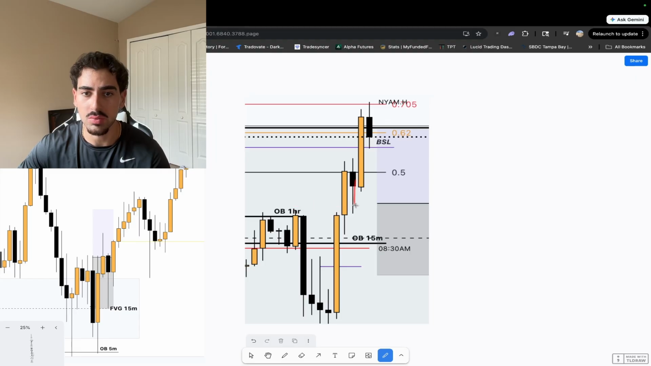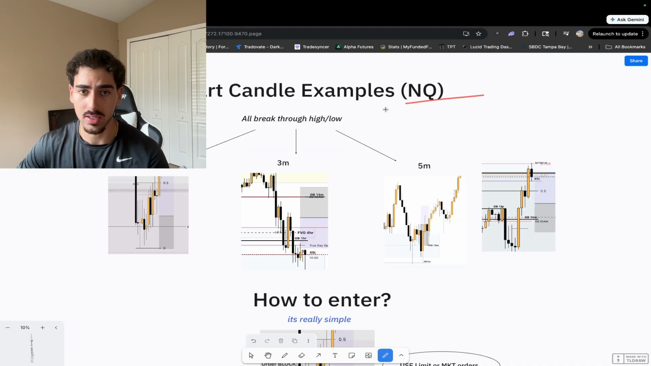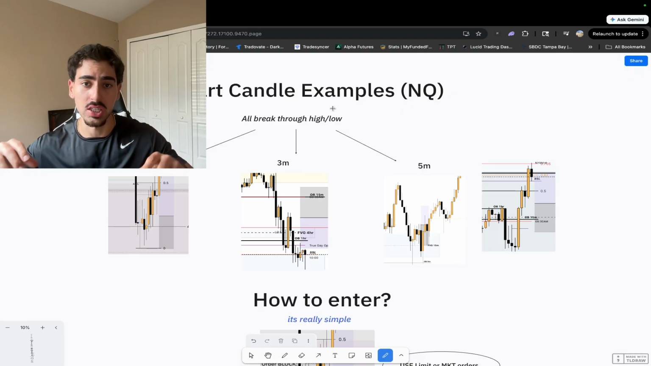Price then pushes its way back down to perfectly tap the body of this 3-minute. That's where you would want to enter. With your TP, it can either be at the edge of this fair value gap or the edge of this order block, as we pretty much tapped that. These are just a few examples on the NASDAQ of how a market structure shift actually looks on the charts.